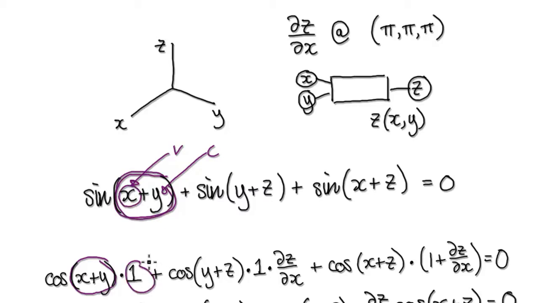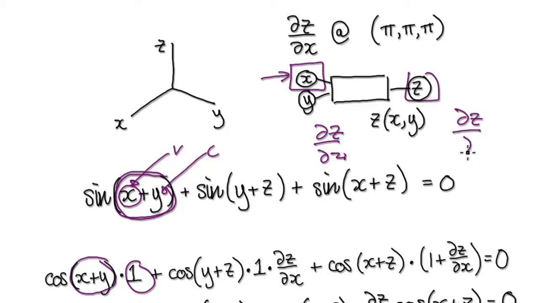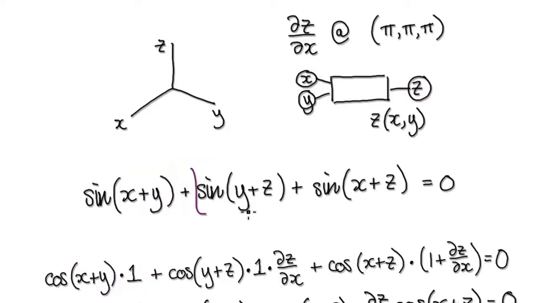So x is an independent variable, so you don't need partial derivative of this with respect to anything, because this is an independent variable. If you have a z, then you need to times by this thing here, but we are not dealing with z yet.